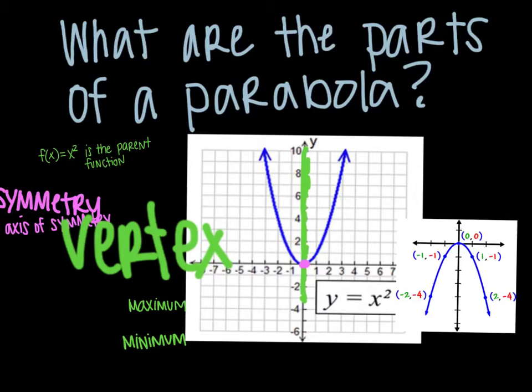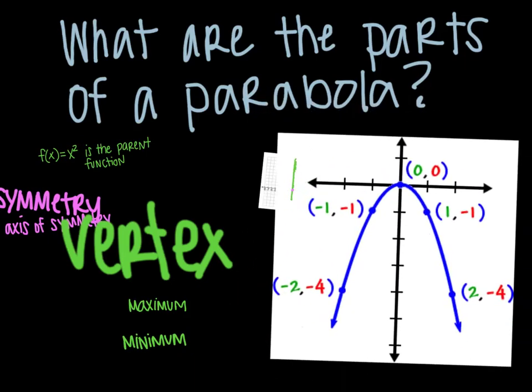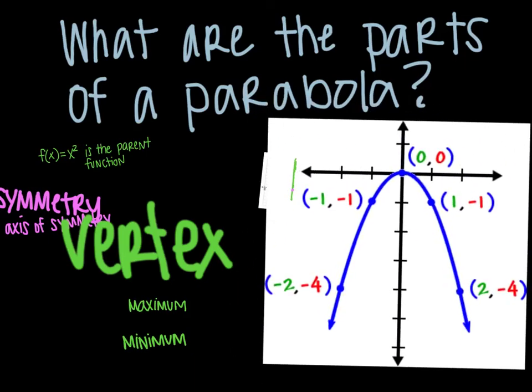And in this example right here, you can see it's the lowest point on the graph, so that would be a minimum. In this graph picture right here, the vertex is actually right here, which is the maximum because it is the highest point on the parabola.